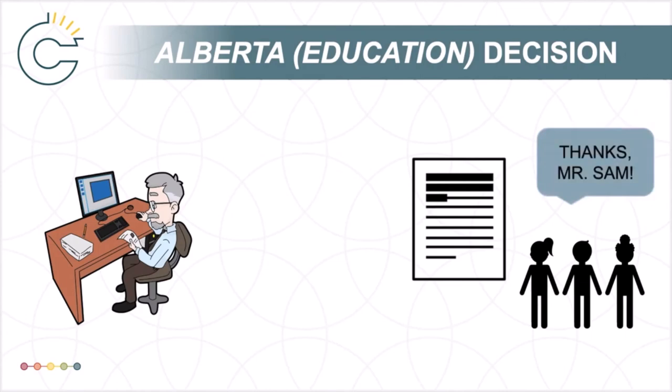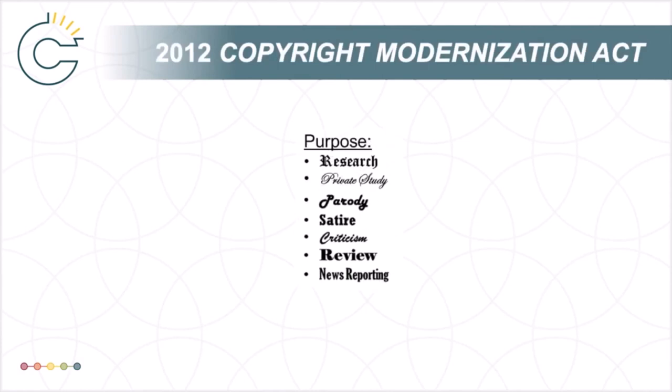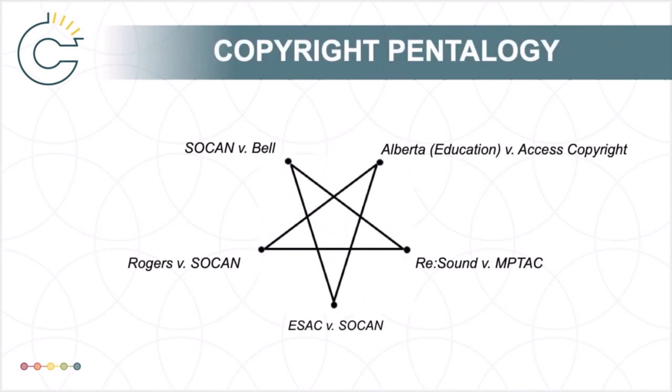The Supreme Court decision was released in July 2012. And later in 2012, the Copyright Modernization Act came into force, which added education as a distinct purpose under fair dealing. The decision in Alberta Education v. Access Copyright was released at the same time as the Supreme Court's decisions in four other copyright cases. These five cases are collectively referred to as the Copyright Pentalogy. Alberta Education, along with the closely aligned decision in Socan v. Bell, another of the Pentalogy, is an important piece of Supreme Court jurisprudence that reaffirms and further clarifies the application of the CCH six-factor test.